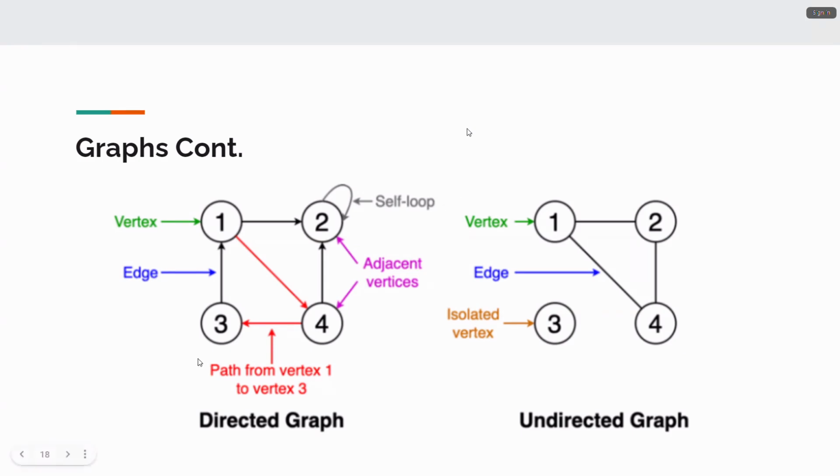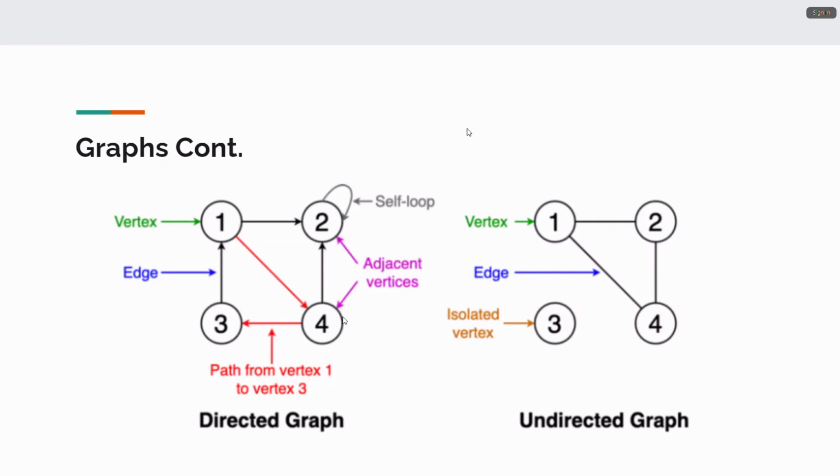Directed graph means whatever it is can move from one place to another by following the arrowhead. So we can follow 1 to 2, but we can't follow from 2 to 1. That's the idea of directed graphs. In undirected graphs, we can move in either way.